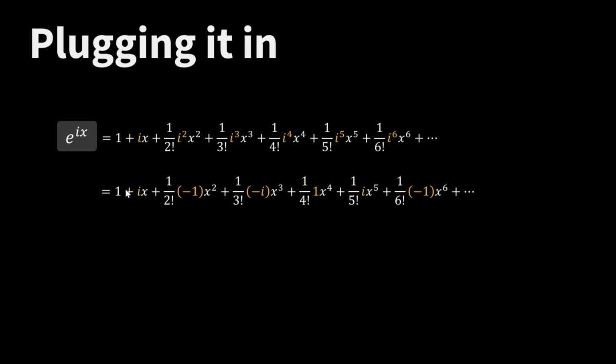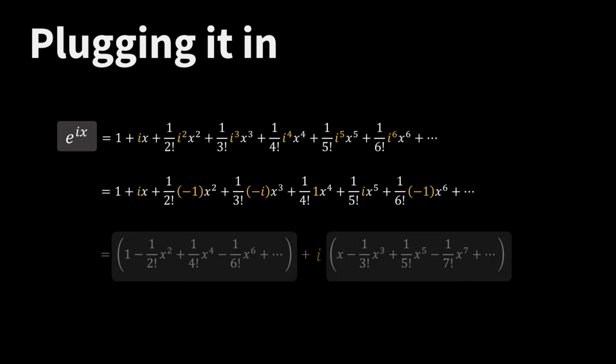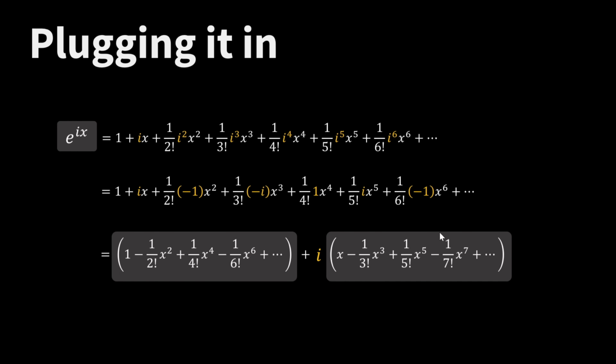Now what we can see is all the even terms are real numbers, and all the odd terms contain i, so they are pure imaginary numbers. To get a complex number, we then just have to group the real and the imaginary parts. If we do that, we get this complex number. This means we have two polynomials now, a real and an imaginary polynomial.